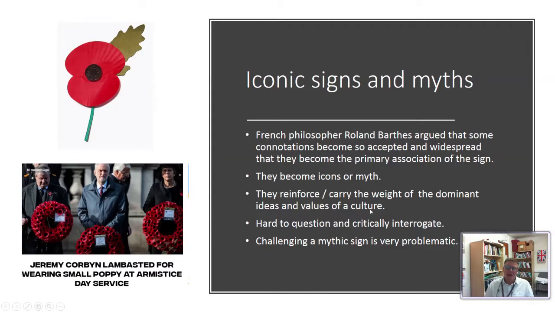Okay, moving on slightly. Now, there are certain types of signs that over time become iconic signs. The French philosopher Roland Barthes argued that some connotations become so accepted and widespread that they become the primary association of the sign. And he referred to these as mythic or iconic signs. They reinforce and carry the weight of the dominant ideas and values of a culture in their sign. And they become very hard to question or to critically interrogate because it becomes so normal to us and so central to our understanding of the world that they're linked deeply into it.